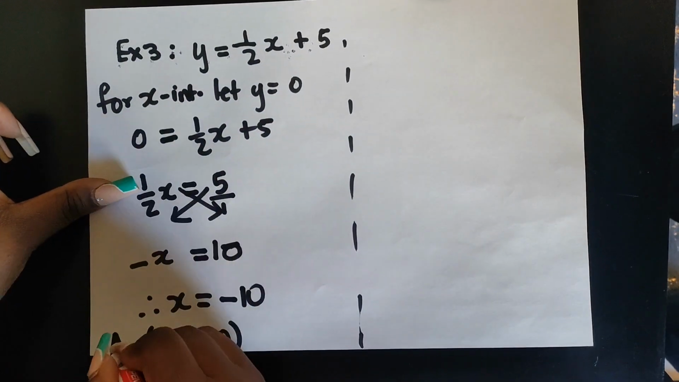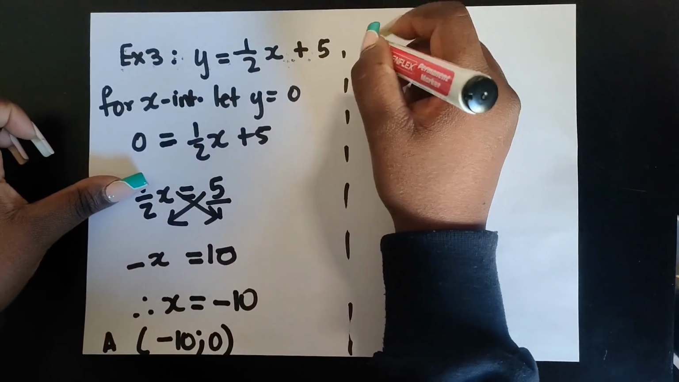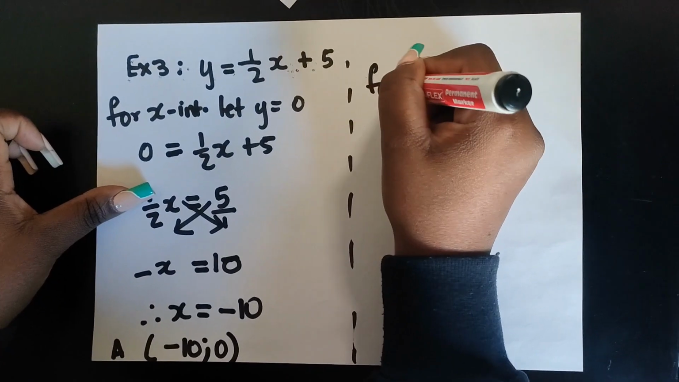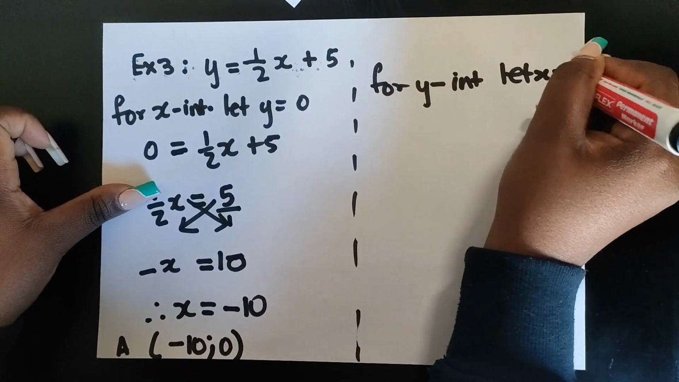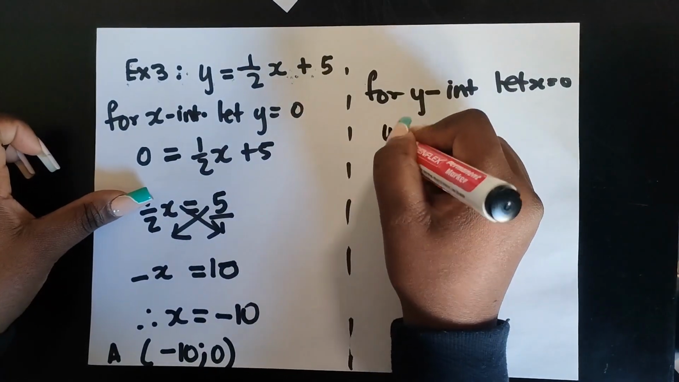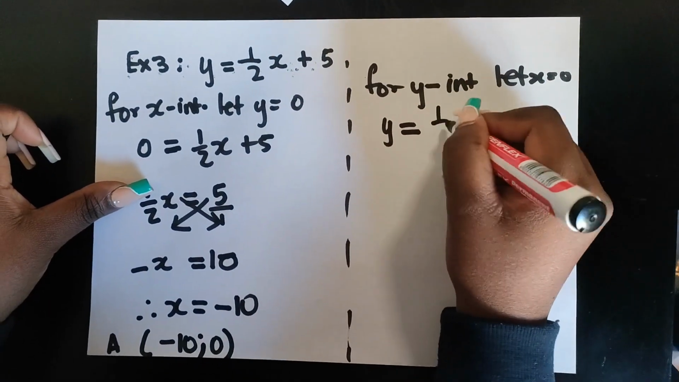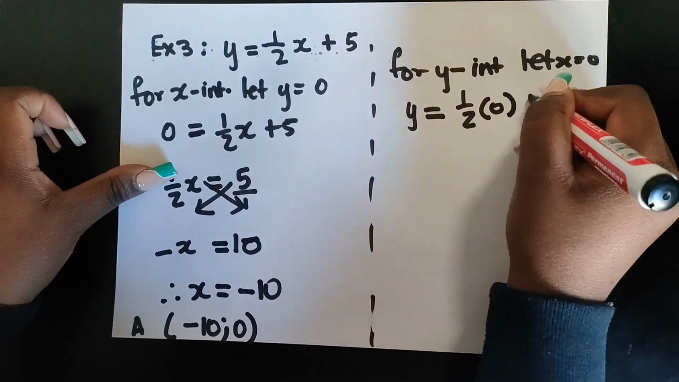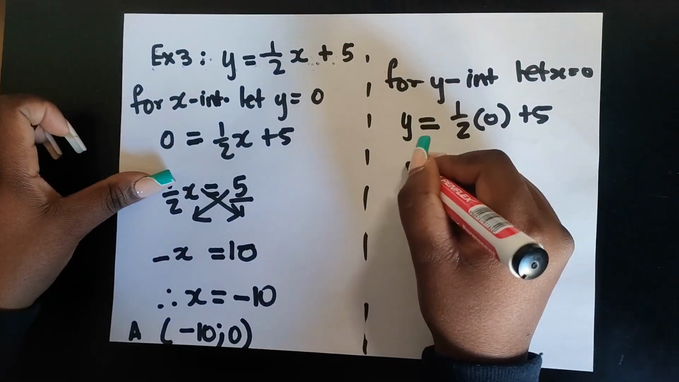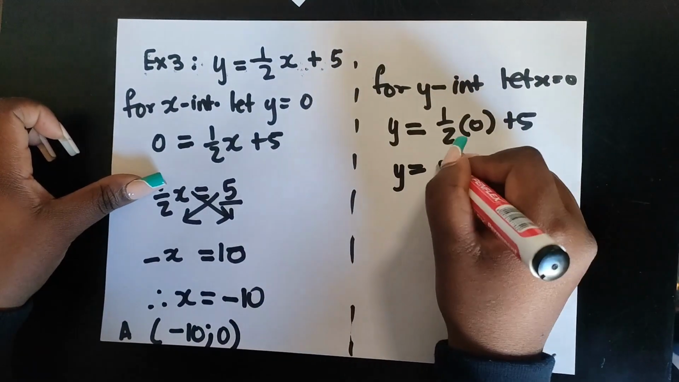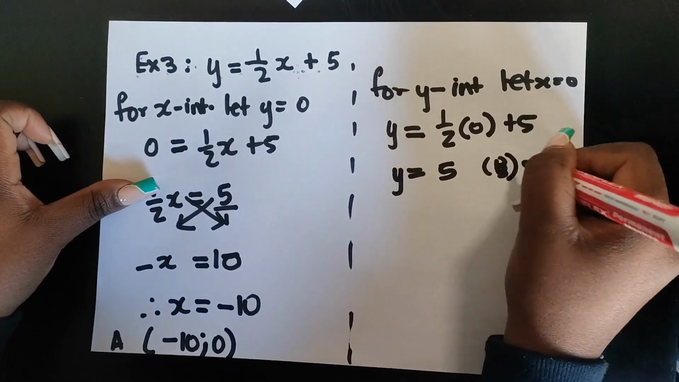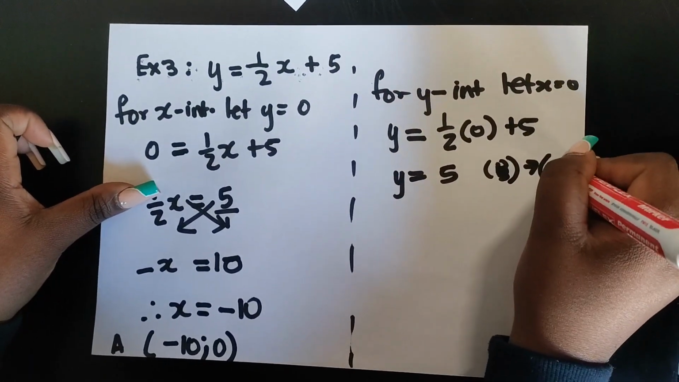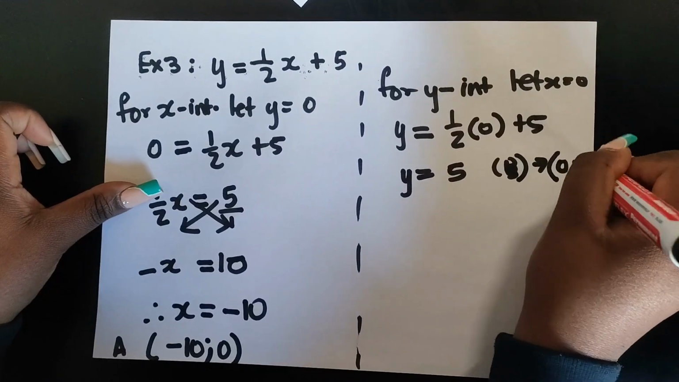So our point A is negative 10 and 0. That's point A. And then for our y-intercept, let x be equal to 0. So y is equal to 1 over 2 times 0 plus 5. Y is equal to 5. So point B is just going to be 0 and 5. Let us plot this now.